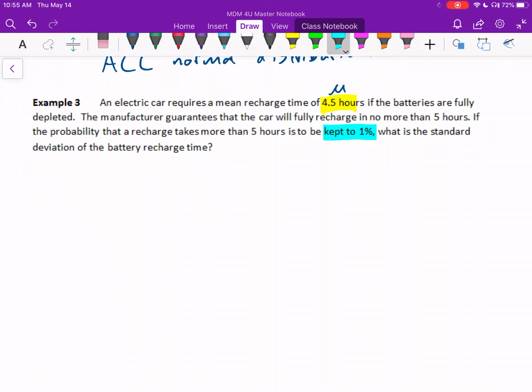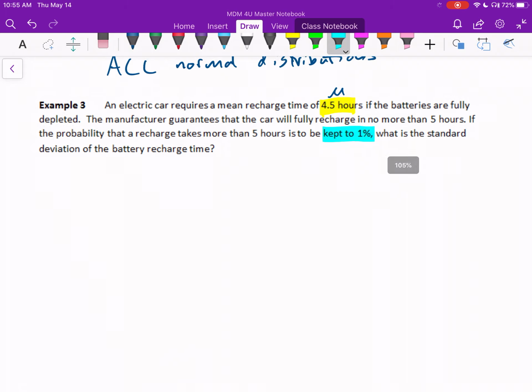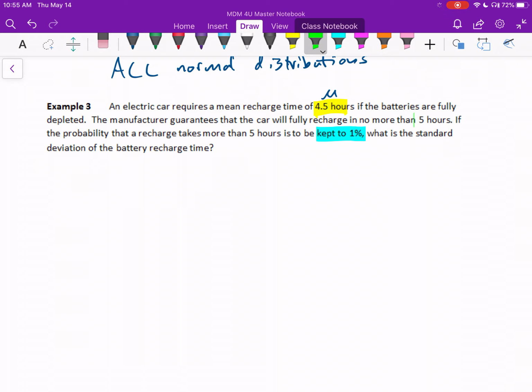So the only thing they can really play with, since they've already set the mean and the probability of this happening at 1%, and then this is really, like I said, going to correspond to our X value, is they can only play with the standard deviation. Well, what formula do we have that connects these things together? Well, it's the Z-score formula.